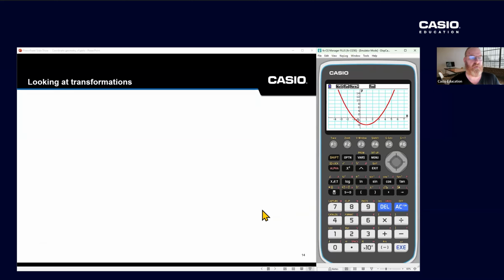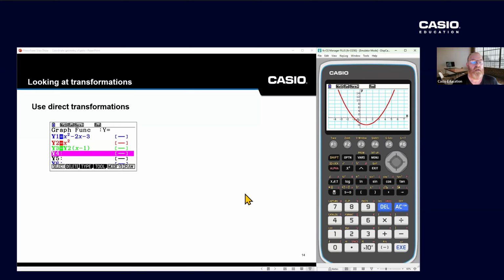If we then have a look at transformations now, okay. You are able to do direct transformations, which is very useful. And this is a topic that can really confuse students, shall we say. So if we just delete, I'm going to add an x squared, just so that we can have a discussion about, if you start with x squared, how do we turn it into our quadratic? X squared subtract 2x subtract 3, for example.